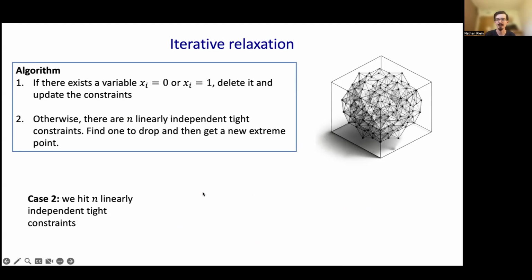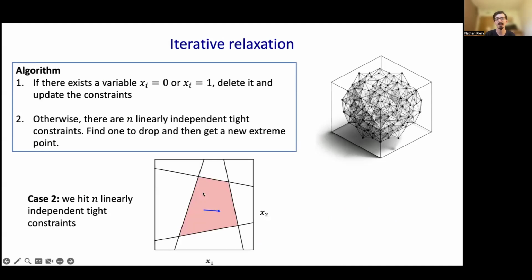Okay, so that's the easy part. The interesting case is what happens when we do not hit a face of the box. Instead, we hit n linearly independent, tight, non-trivial constraints. In this case, we're going to find a constraint that's somehow safe to delete. So this is the part of the framework that's problem specific. And once we find this constraint, we'll delete it.